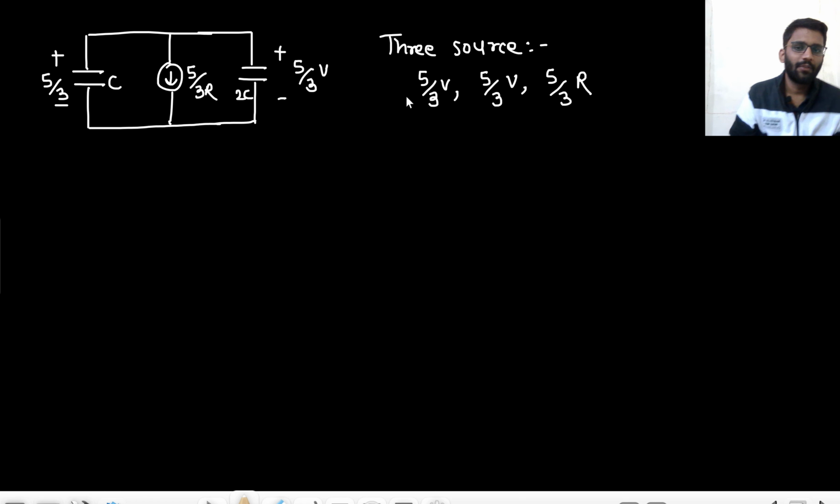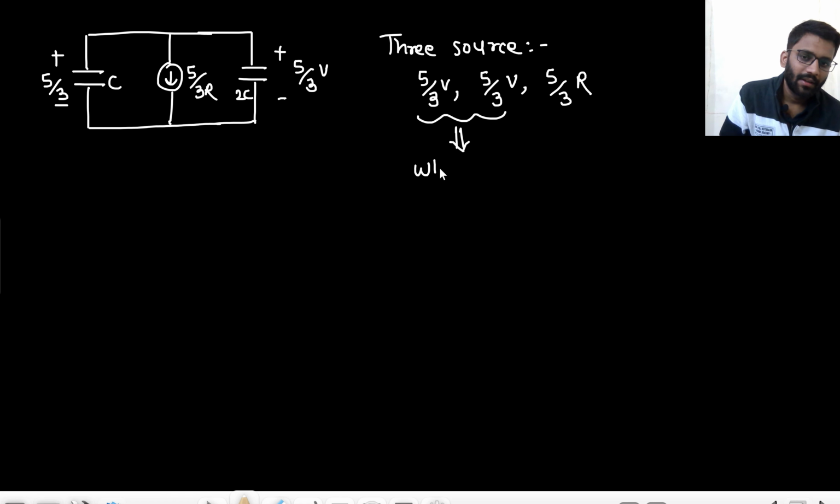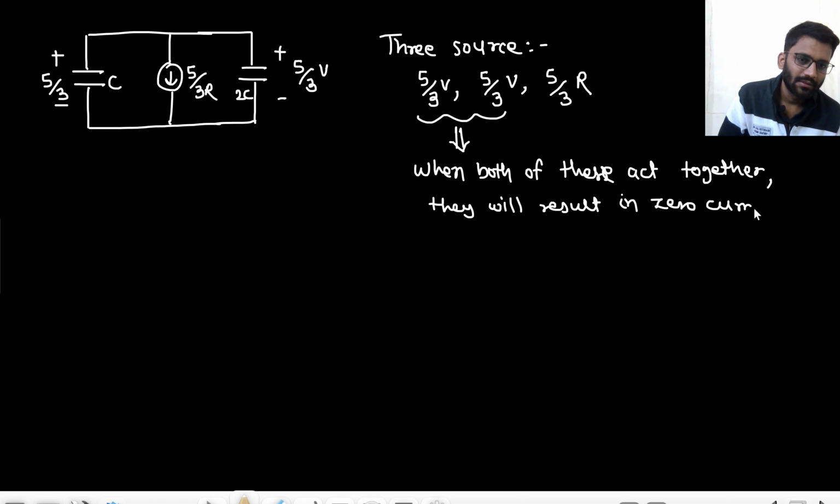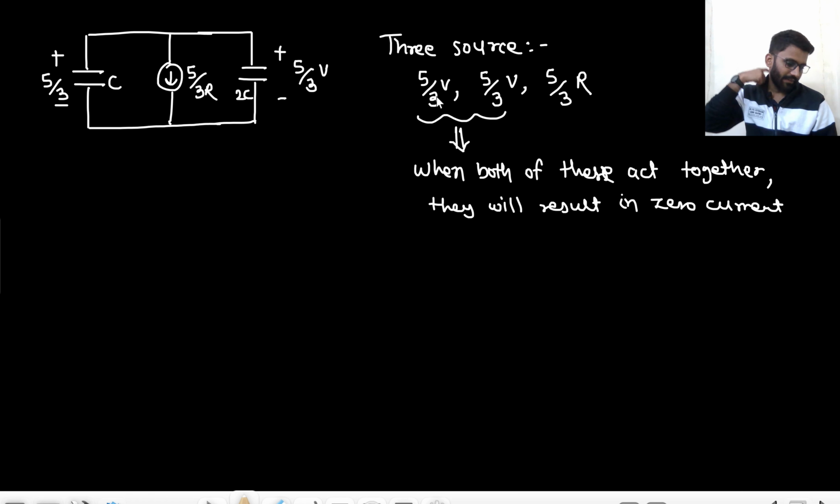5 by 3 volt and 5 by 3 volt. When both of them act together, they will result in zero current, right? What do I mean by that? I will consider only the 5 by 3 and 5 by 3 volt sources. I will not consider this current.